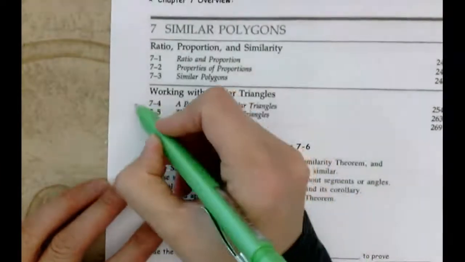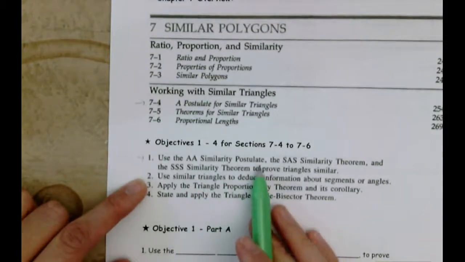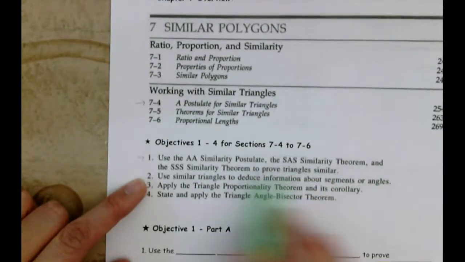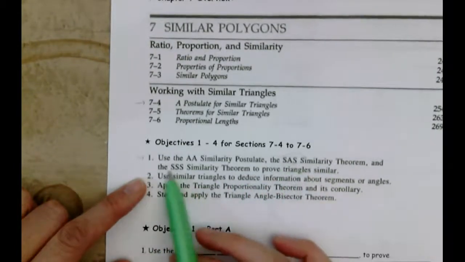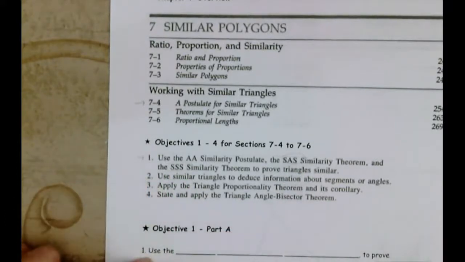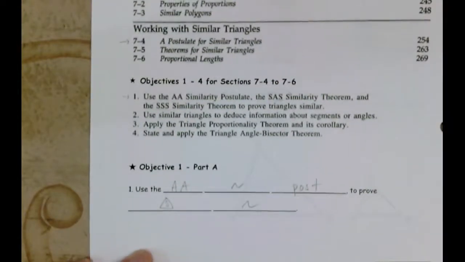All right, so here we are in 7.4. Objective 1 has the AA similarity postulate, the side angle side similarity theorem, and the side side side similarity theorem to prove triangles similar. These other two we are doing in the next packet. Okay, so use the AA similarity postulate to prove triangles similar. Oh, sorry, couldn't see. Use the angle angle similarity postulate to prove triangles similar.